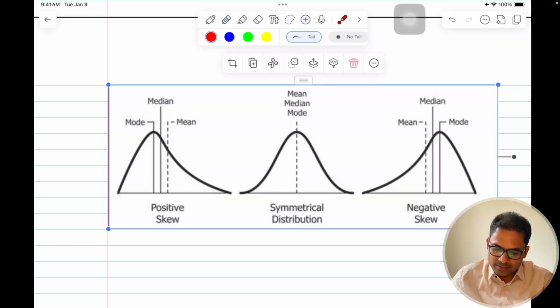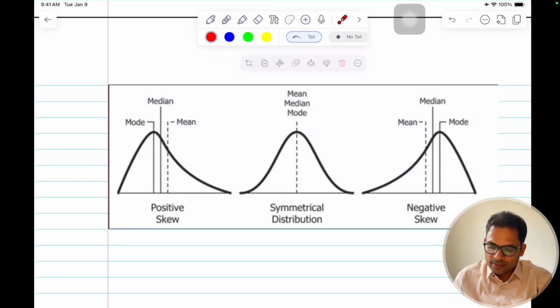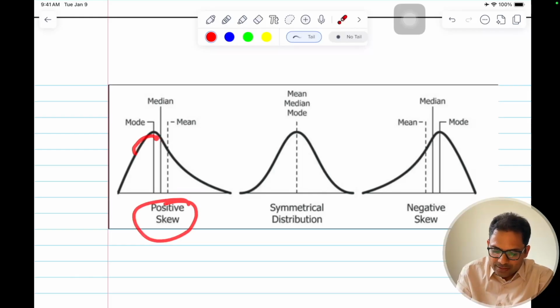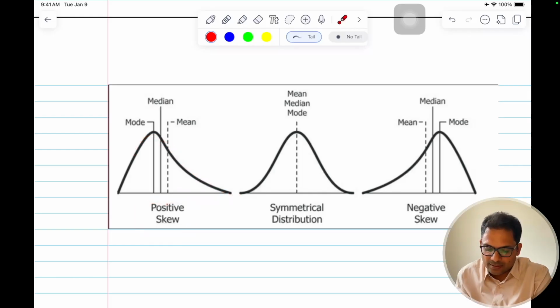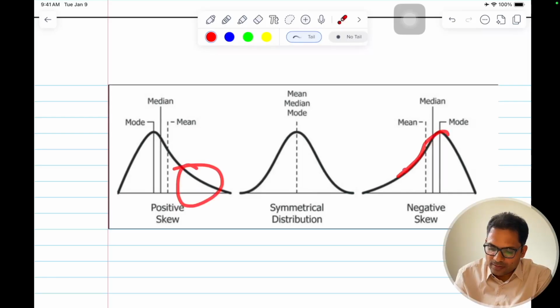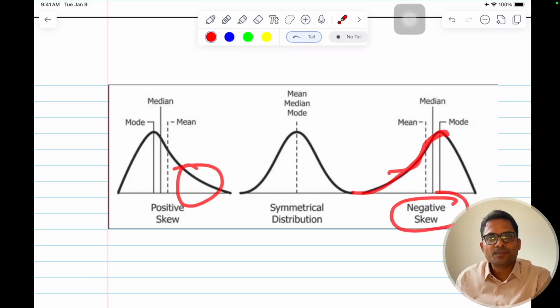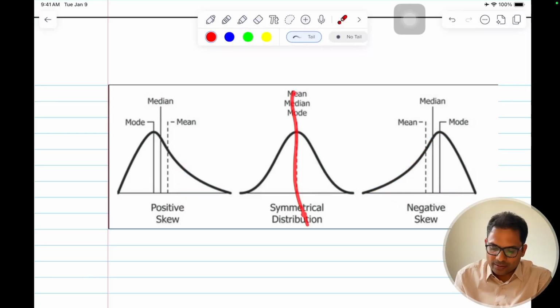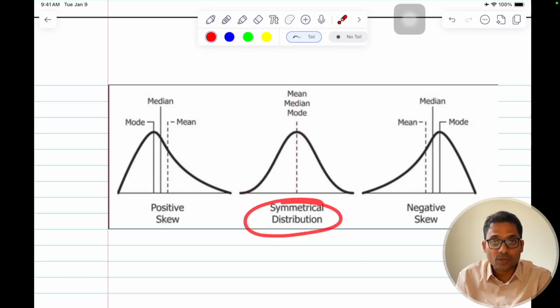So if you see this, skewness tells me the asymmetricity, how asymmetric my data is. This is the positive skew, which is skewed towards the right side. And this is the left side skewed, or negative skew. And this is symmetrical, kind of a normal distribution. It is not skewed, no skew in this data.